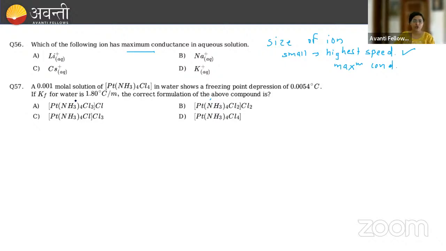Next, a 0.01 molar solution of this complex in water shows freezing point depression. If Kf for water is 1.80, the correct formulation of the above compound is. So we need to find out what the value is. Let's calculate that.